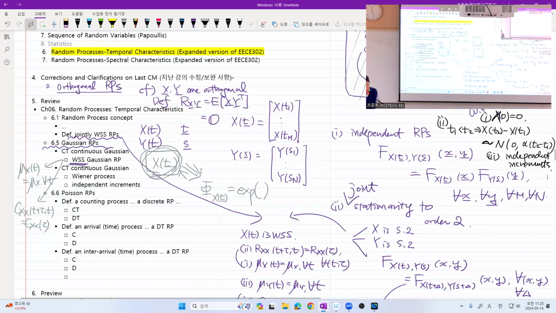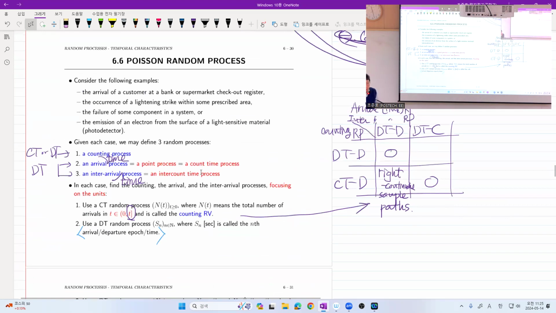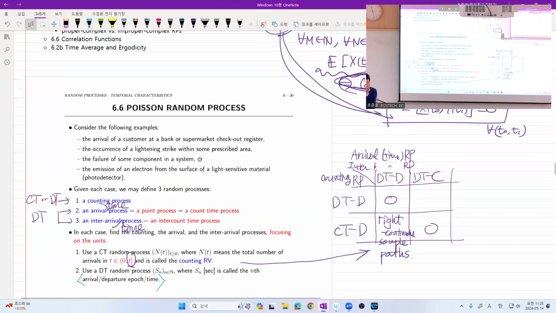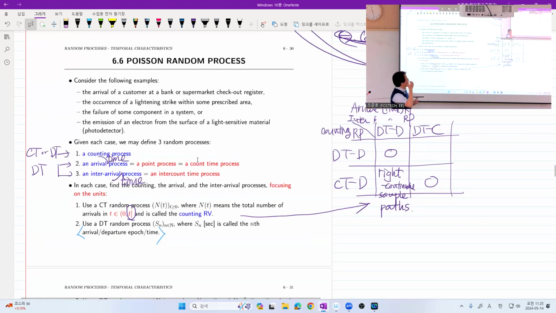Anyway, so let's go to this section 6.6 again. We are going to redefine the Poisson random process. So first, before we talk about the Poisson random process, we want to talk about the counting process. And a counting process could be a discrete time random process or continuous time process. It doesn't matter. What is important is that the value of the random process is related to the number of something. So you count something from time 0. So your sample path starts from 0 value at time 0, whether that time means discrete time or continuous time.